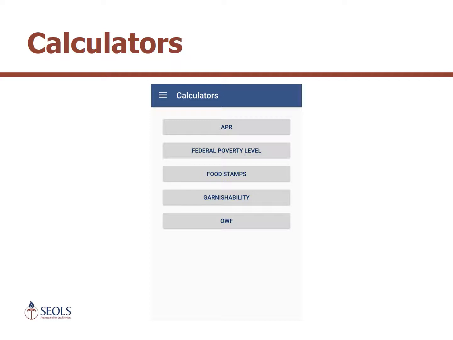The Food Stamps Calculator gives you a close approximation as to how much a family could receive in food stamps. The Garnishability Calculator gives you an estimate of how much of a person's income can be garnished. And the OWF Calculator helps determine financial eligibility for OWF cash assistance. All of these are available offline, so no internet connection is needed to run these calculators.